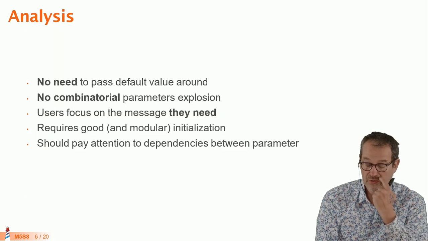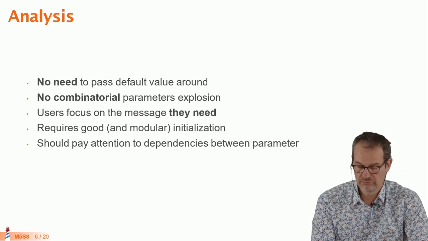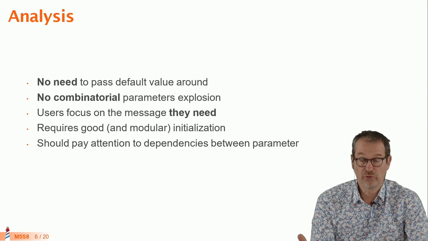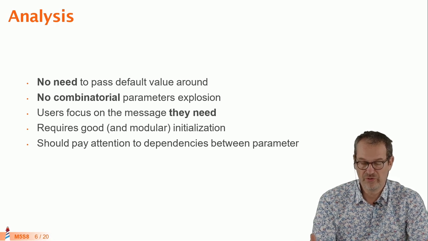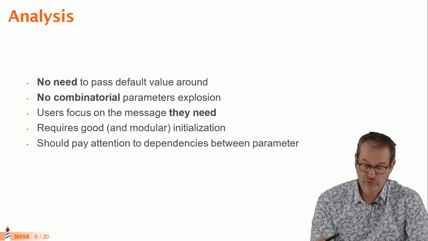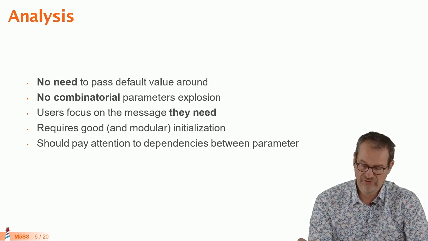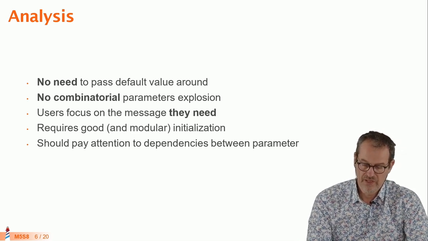So if we analyze this solution, we don't need to pass all the default values around. There is no combinatorial explosion. This means that as the developer of the class, you don't have to think about all the possible variations that maybe your user would like to have. You just specify the methods that are needed and no more. From the user perspective, you can focus on the message that you need. You will just specify, I need that method, and send this message.